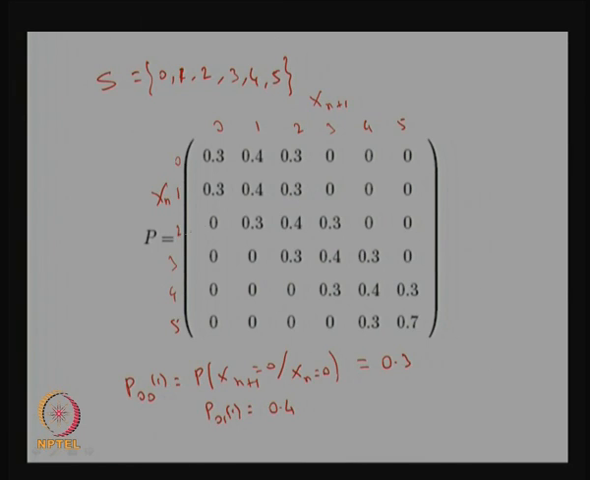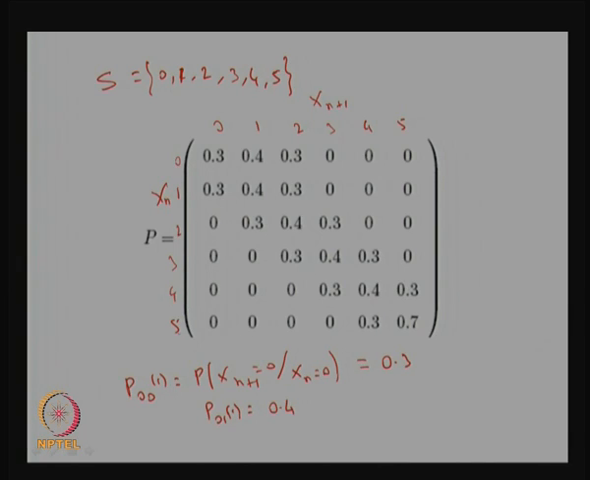Whereas, from 2 to 0, that is not possible, because when the nth person leaves 2 persons in the system, when the n plus 1th person leaves, he will definitely see at least one person in the system, because of the no arrival, 1 arrival and 2 arrival cases. Therefore, it will be shifted by one column and it will keep continuing till the end.